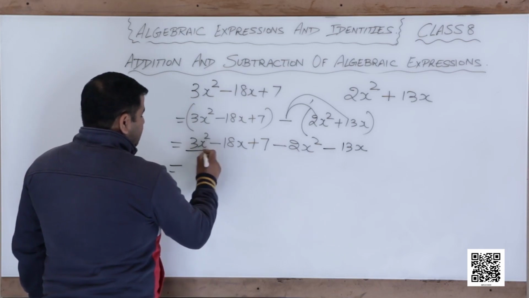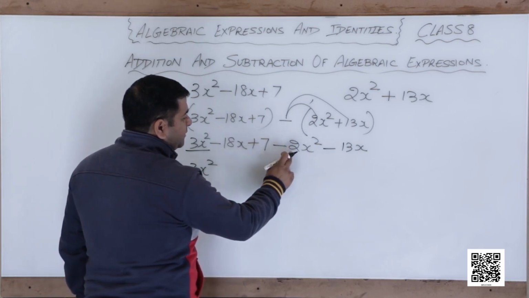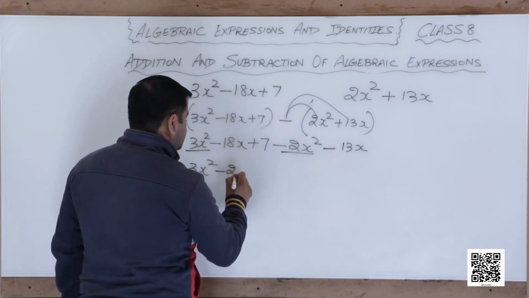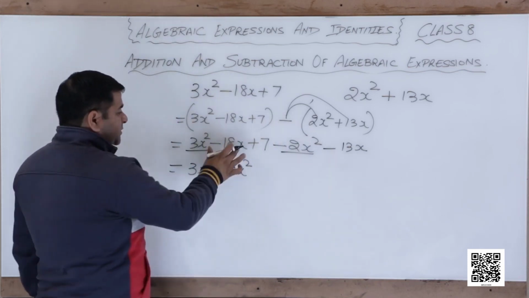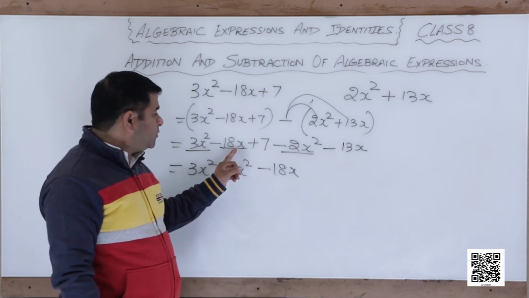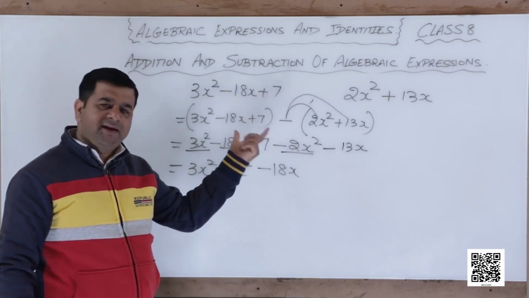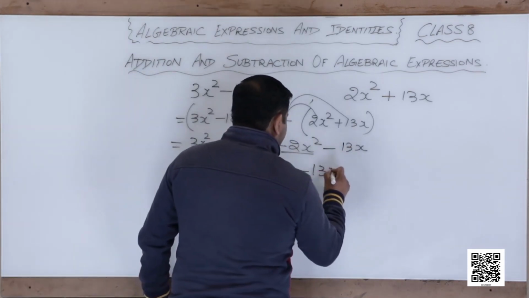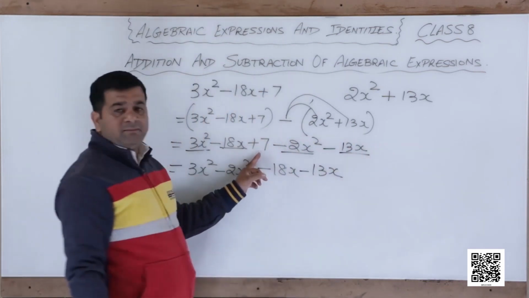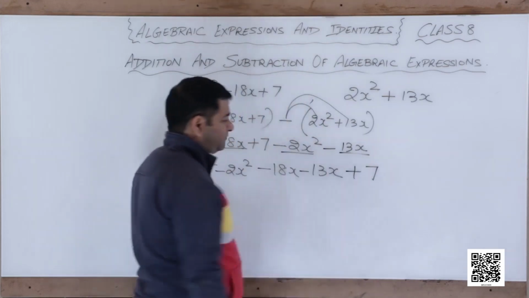See, this is 3x square, and the other like term to 3x square will be another term with the variable x square, and that is this term, minus 2x square. Next term is minus 18x, and the like term to minus 18x will be this, that is minus 13x, because they have the same variable x. So 4 terms are taken. The last one is plus 7. There is no like term to plus 7, so we write it here alone.